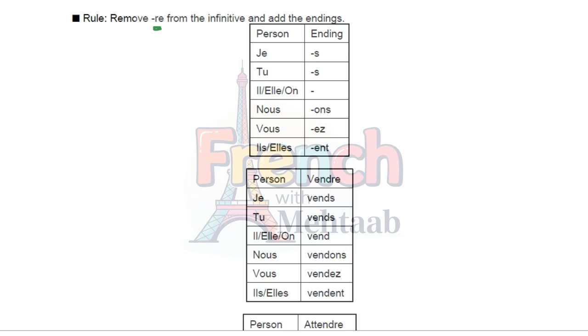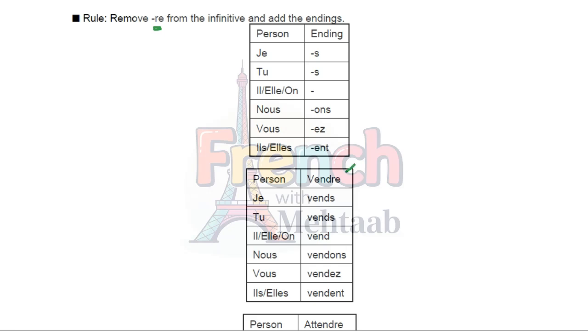For nous, we would add ONS, we would remove RE from the end. For vous, we would remove RE and we would add EZ at the end. And for ils, elles, plural, we would remove RE from the end and we would add ENT at the end.